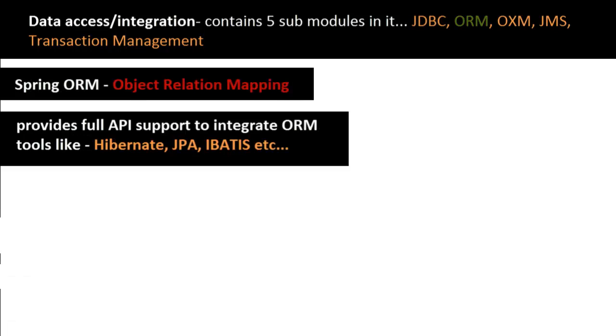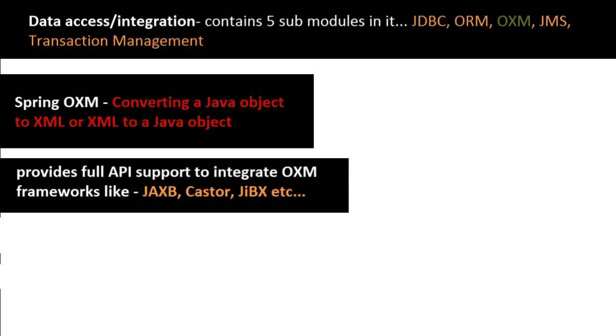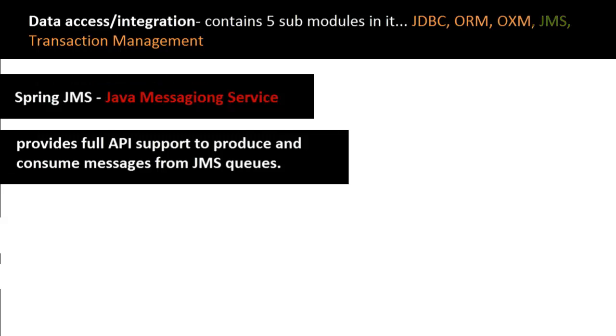For some reason, if you do not want to use Spring JDBC or plain JDBC, this ORM module provides you with full API support to integrate third-party ORM tools like Hibernate, iBatis, JPA, etc. with the Spring Framework. The OXM module provides you with full API support to use other third-party OXM frameworks within the Spring Framework, for example JAXB, Castor, etc. The JMS module contains all features for producing and consuming messages from JMS queues.